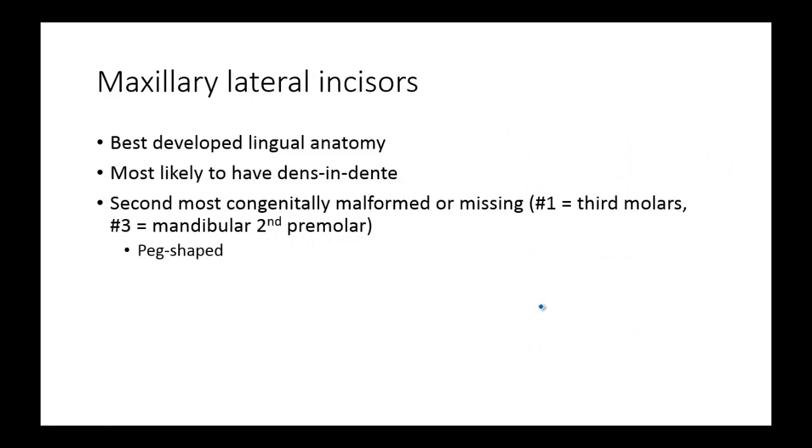Moving on, the maxillary lateral incisors are very similar to the maxillary centrals, which is why they come after each other. In terms of some facts, you should know that they have the best developed lingual anatomy out of all the teeth. They're most likely to have dens invaginatus, or dens vaginatus, or whatever it's also called. They're the second most congenitally malformed or missing tooth. The most common is the third molars, then comes the maxillary laterals, and after that the mandibular second premolars. If they're malformed, they're usually going to be peg-shaped.